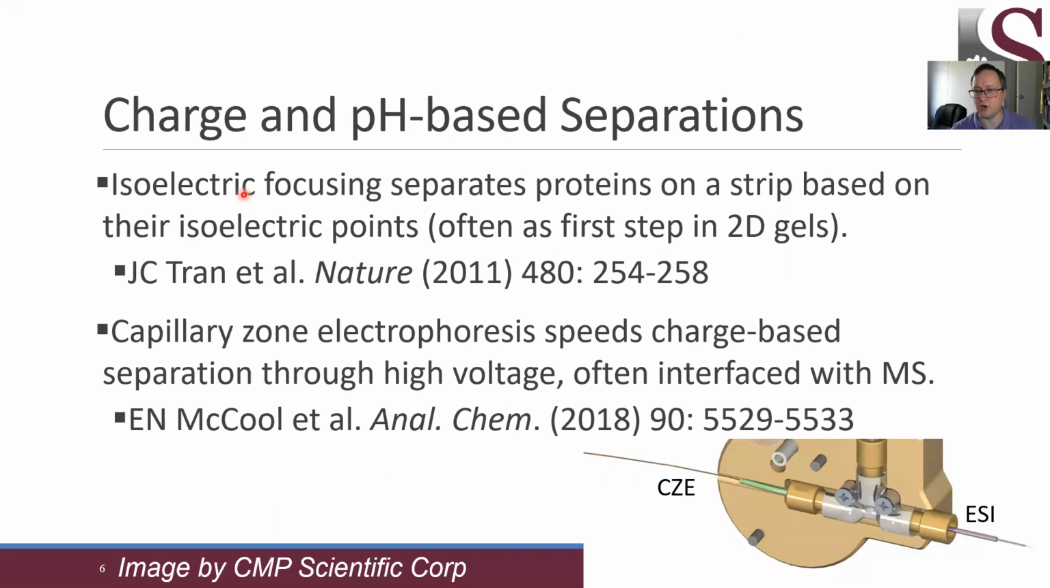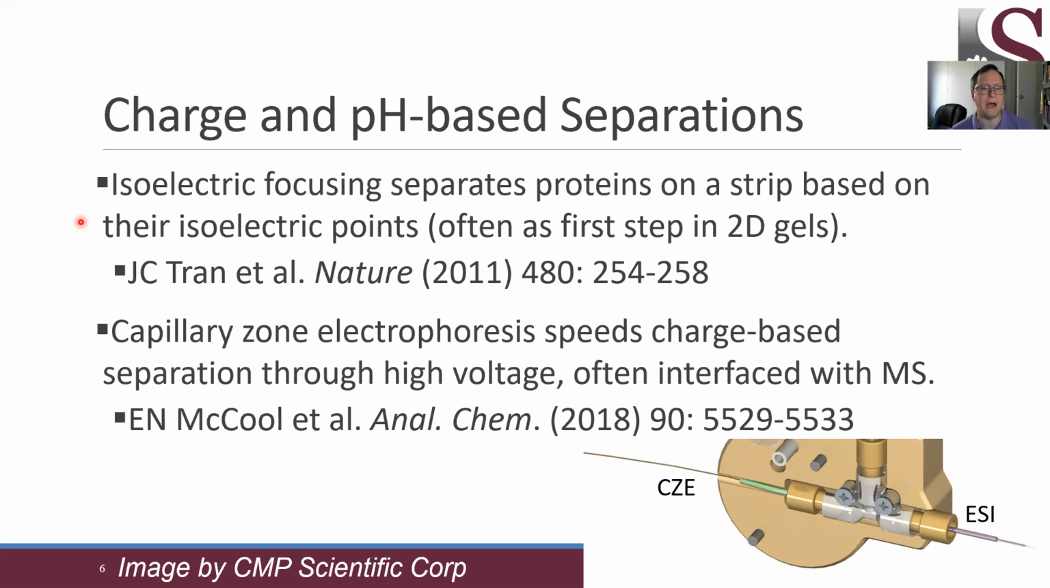Okay, next, charge and pH-based separations. I think that many people have run 2D gels, and one of the things that you do to run a 2D gel is to first separate the proteins by their isoelectric points. This takes place in an isoelectric focusing strip. So you can use this for starting a top-down experiment, and it's a very established technology. Again, there's a little bit of concern about whether you can adequately elute proteins from these strips once you've done the separation for downstream mass spectrometry.